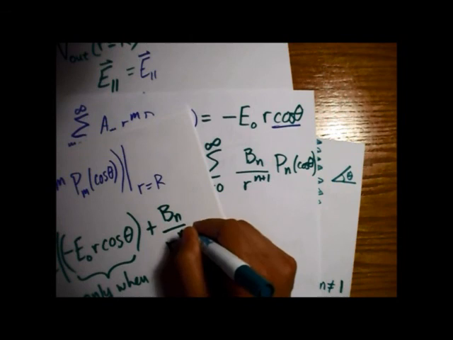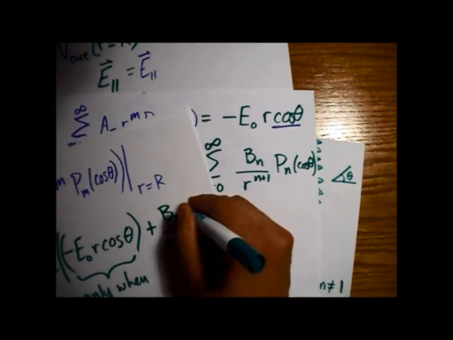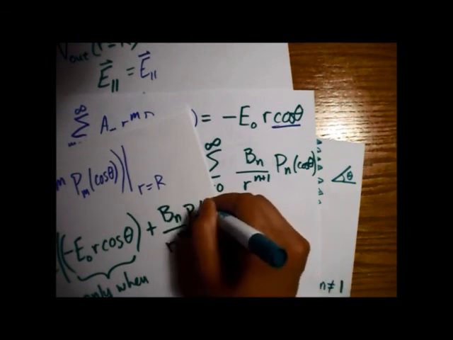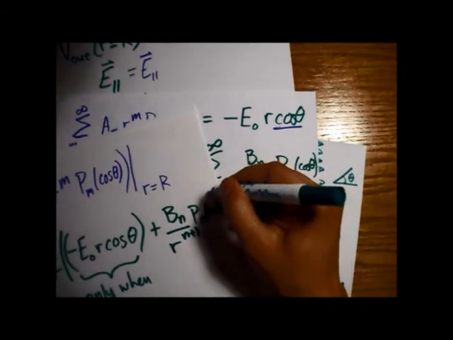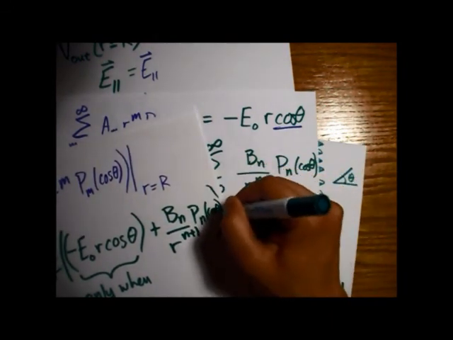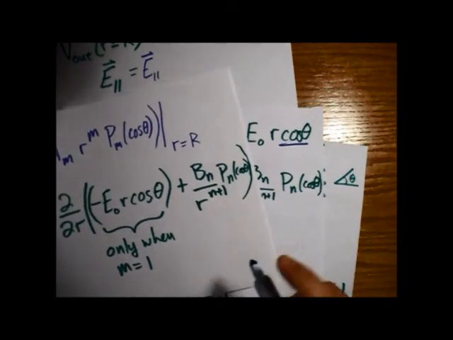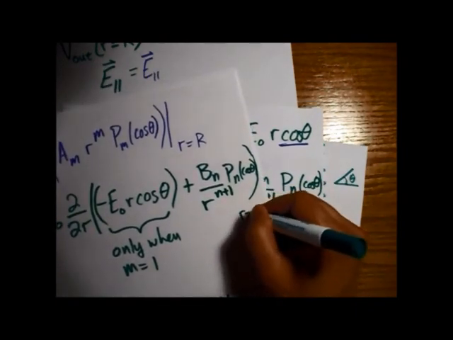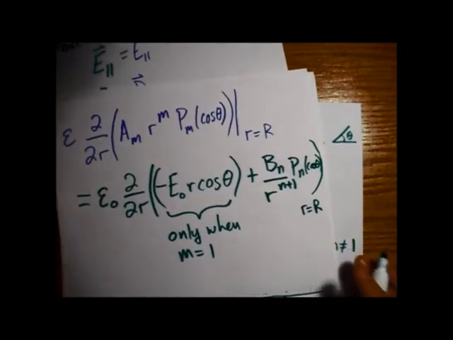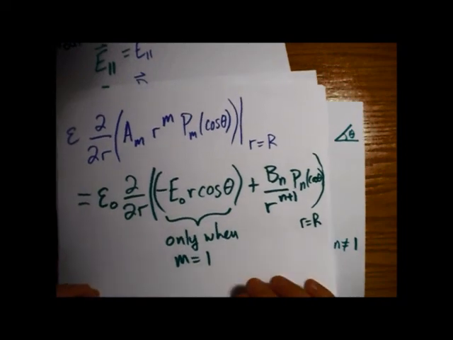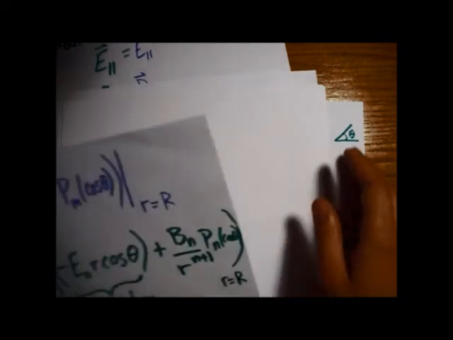R to the n plus 1, and then multiplied by p sub n, and then this cosine of theta. Hard to read, but we all know what it is, right? Here's our parentheses, and this is also evaluated at little r equals big R. Okay? So, again, sorry for writing it that way. Let's go ahead and split these up now.